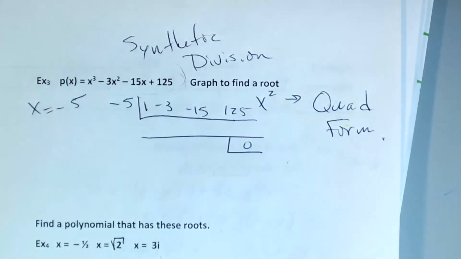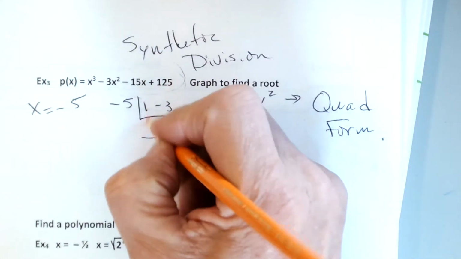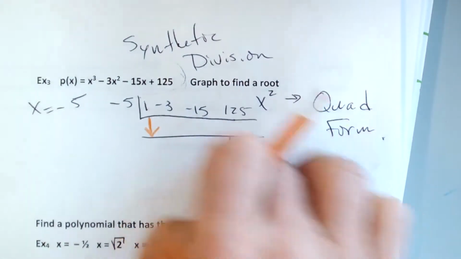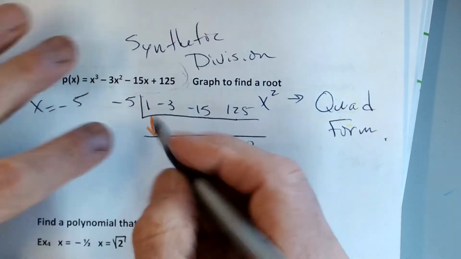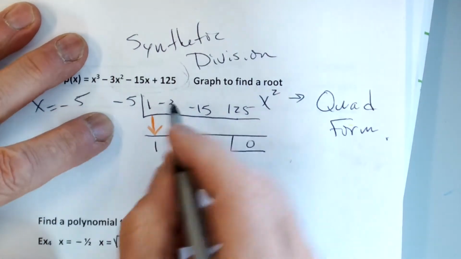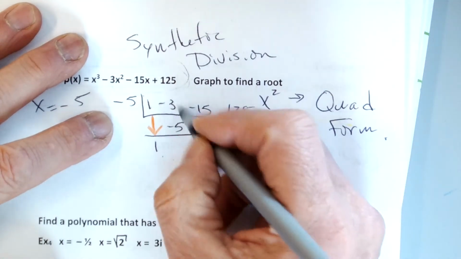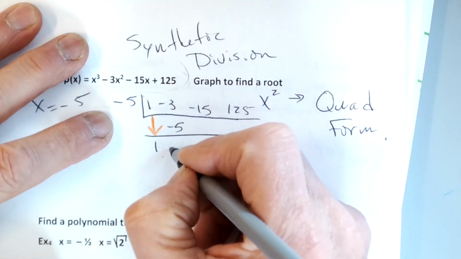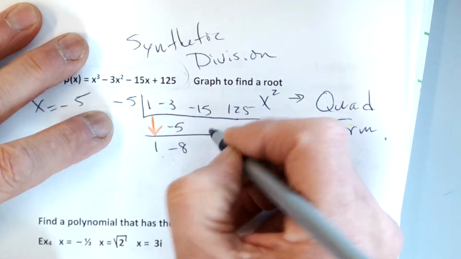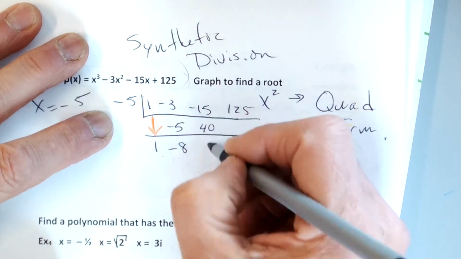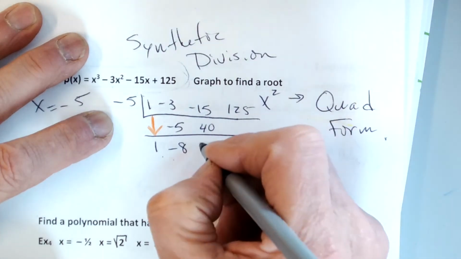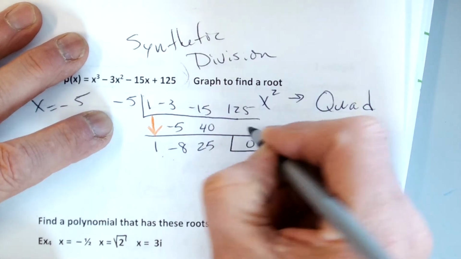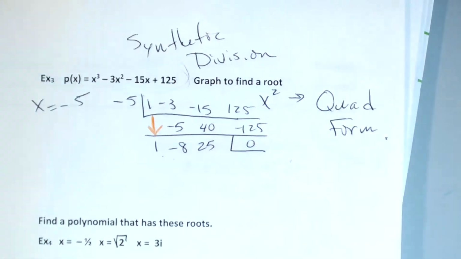So I'm going to go negative 5 into 1, negative 3, negative 15, 125. I know the remainder's got to be 0. Has to be. The remainder's got to be 0 because I already know it's a factor, right? It's a factor because it crosses the axis, okay? Step 1, bring down the 1. I better get a remainder of 0. If I don't, then I did something wrong, right? Multiply, get a negative 5. Add, and I get a negative 8. Multiply, and I get a 40. Add, and I think I get a 25, right? Multiply, and I get a negative 125. Good. All right, awesome.